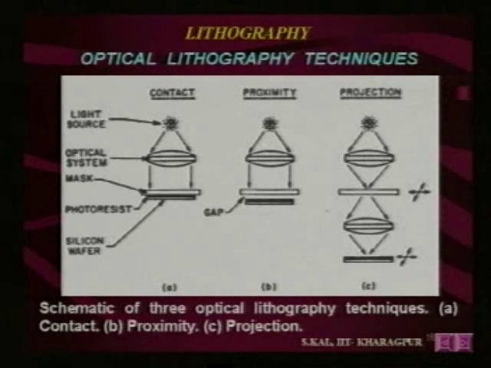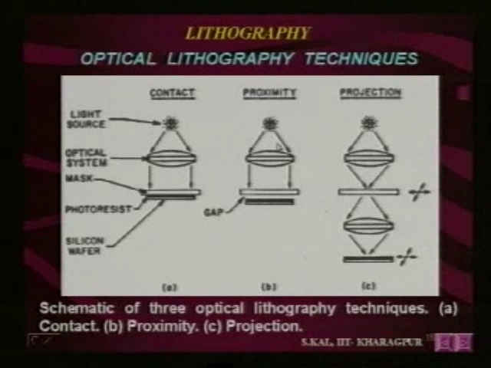Even when alignment is satisfactory and we go for the exposure mode, in the exposure mode also the gap is maintained. That means the mask plate is in close proximity with the photoresist coated wafer during the exposure time. That's why this lithography technique is known as the proximity printing technique. All other parts, the light source, the optical systems, optical house, and all these arrangements are the same as contact. This is the only difference.